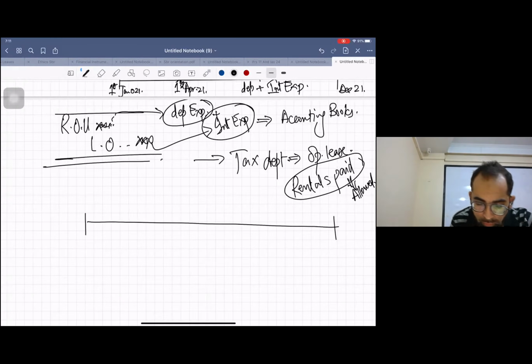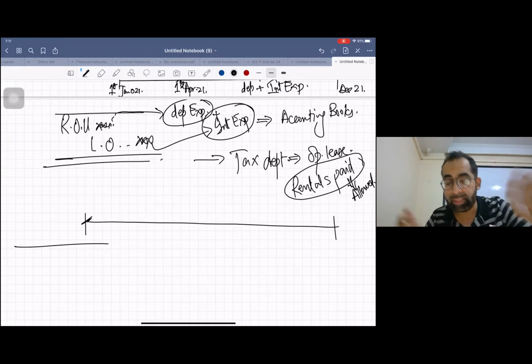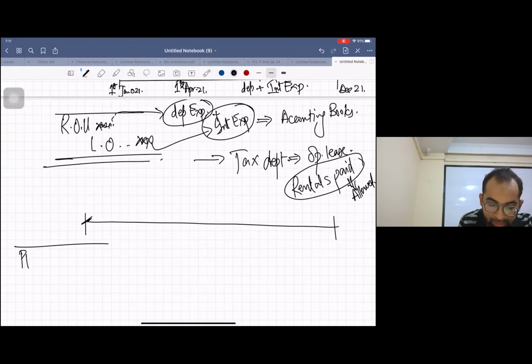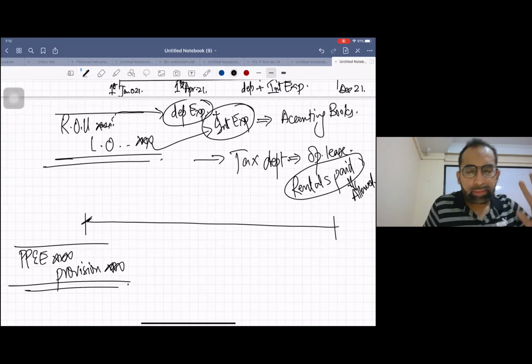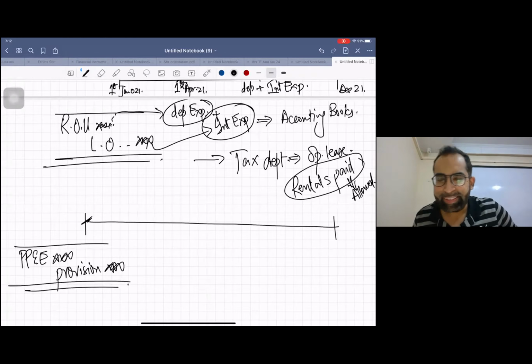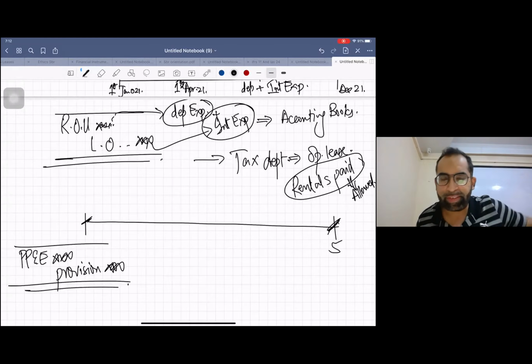So remember, we used to make an entry for this compulsory disposal cost or decommissioning liability. Students, we used to make this entry: debit PPE and credit provision. Remember? Now just think. We have to pay this at the end of year 5. The payment will be made at the end of year 5.